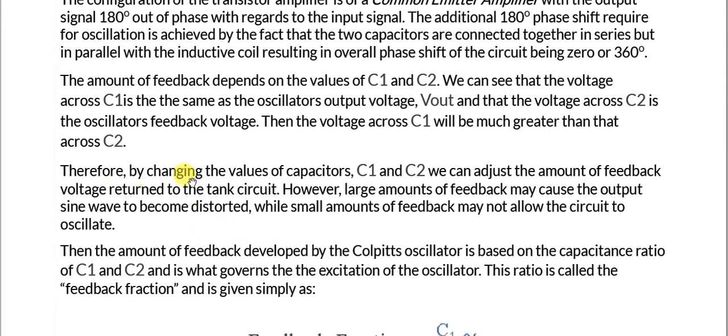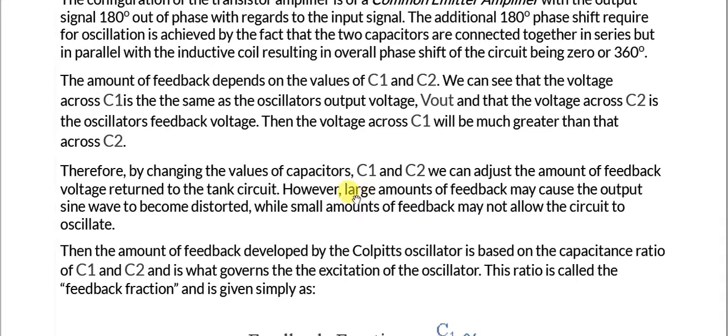Therefore, by changing the values of the capacitors C1 and C2, we can adjust the amount of the feedback voltage returned to the tank circuit. That means the feedback voltage should be a control voltage, not too high and not too low. If it is too low, then the oscillations will not be produced; they will die quickly. But if C2 is fed back very high, it may produce distortion in the output signal. The signal may hit the saturation region and get distorted. So we have to keep it at a moderate, balanced level.